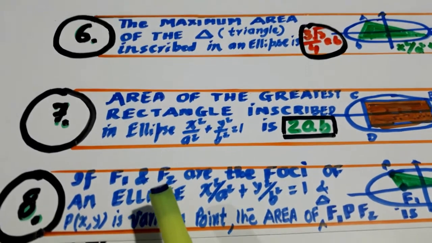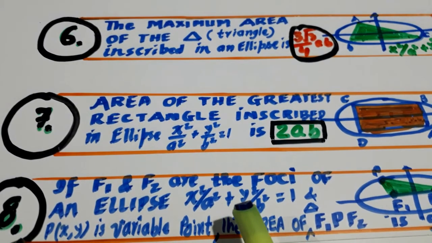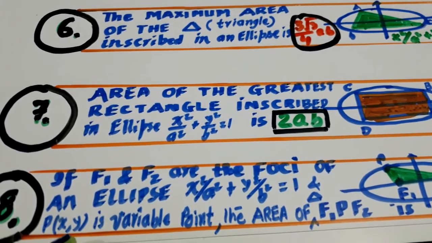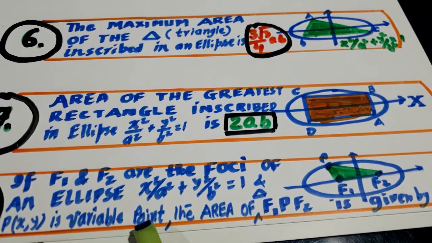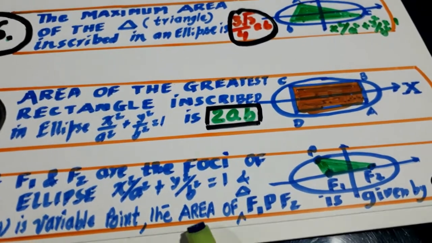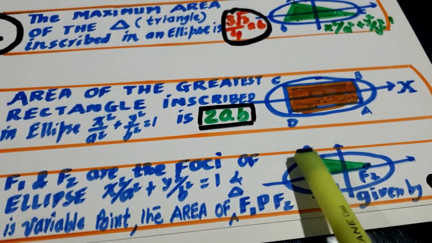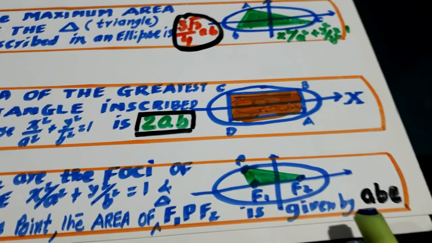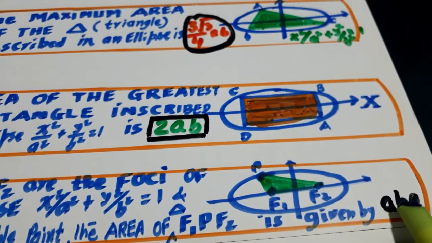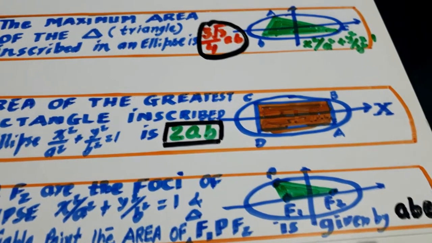Next is, if F1 and F2 are the foci of the ellipse x square over a square plus y square over b square equal to 1, and P(x, y) is a variable point. Look here, this is the variable point and they are the foci. The area of this triangle P F1 F2 is given by abe. All these three parameters are multiplied, a, b and e.